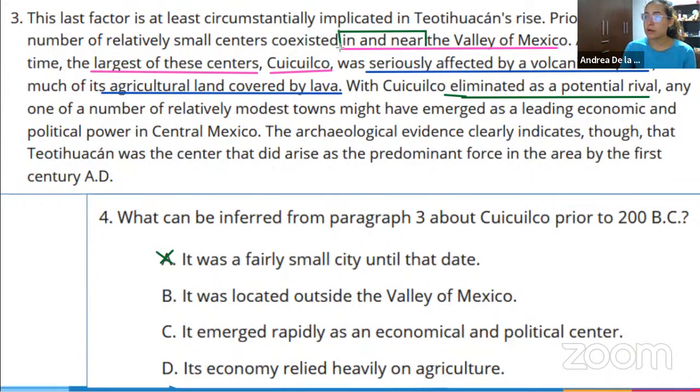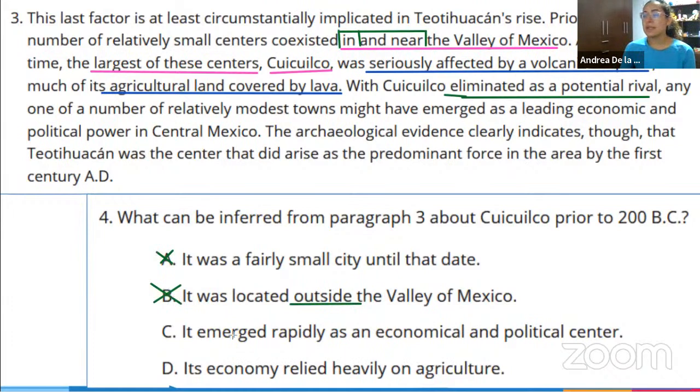But we don't know where. How do we know that it was outside, that it was near, and that it wasn't inside the Valley of Mexico? We don't know, right? And there's nothing that can make us think that they were near the Valley of Mexico and not in the Valley of Mexico. There's not enough information to prove this. So we don't know where they were located.